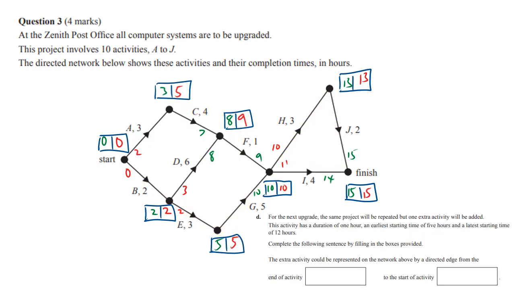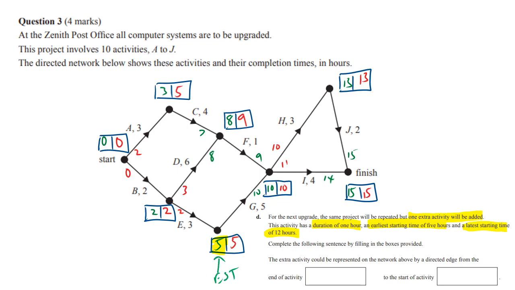Now this one's a bit of a doozy. Sorry for the small writing, but I have to squeeze everything in. It says that we're going to do exactly the same thing, but with 1 extra activity added. And this activity will have a duration of 1 hour, an EST of 5 hours, and a LST of 12 hours. So if we look at this, if it's going to have an EST of 5, there's only 1 5 in the EST basket. That's the green ones. Remember, green is EST.